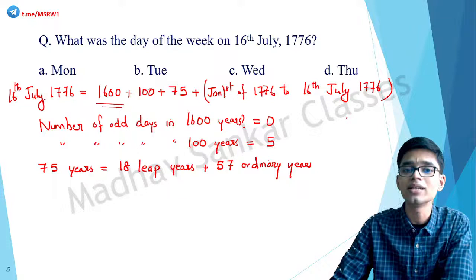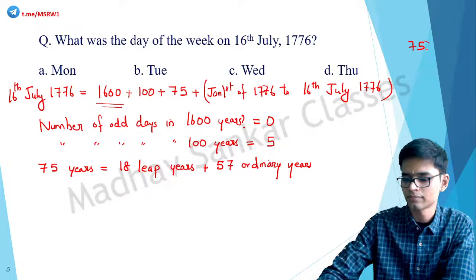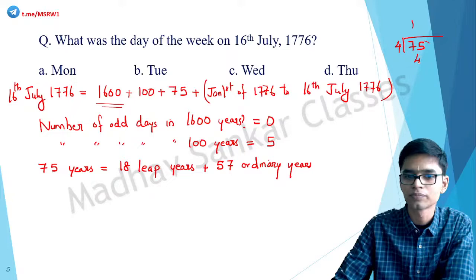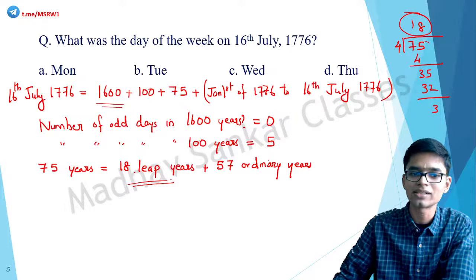How did I get this? We simply divide 75 by 4. I will show you one example. 75 divided by 4. 1 4 is 4, 35, 8 4 is 32, remaining 3. It doesn't go further. So there are 18 leap years. And 75 minus 18 is 57. 57 ordinary years. Understood how I got that?